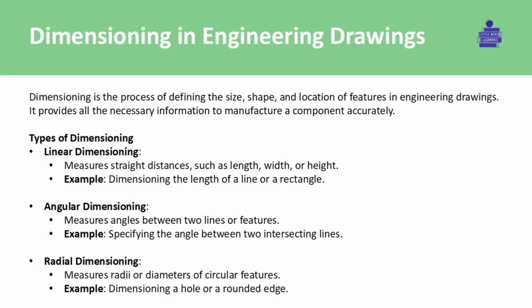Let's dive into one of the most crucial aspects of technical drawing, dimensioning. Think of dimensions as the recipe measurements for your design. They tell others exactly how to make what you've drawn. We have different types of dimensions for different needs. Linear dimensioning measures straight distances, like the length of a board or the width of a room. Angular dimensioning tells us about angles between elements, crucial for things like roof pitches or machine parts that need to rotate. Radial dimensioning helps us specify the size of curved features, like holes or rounded corners.